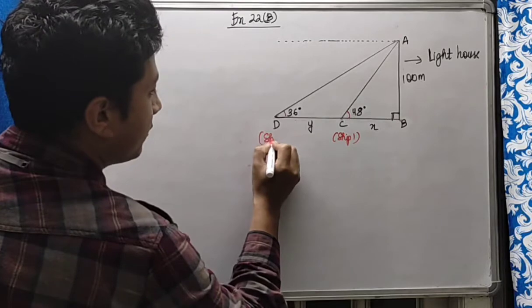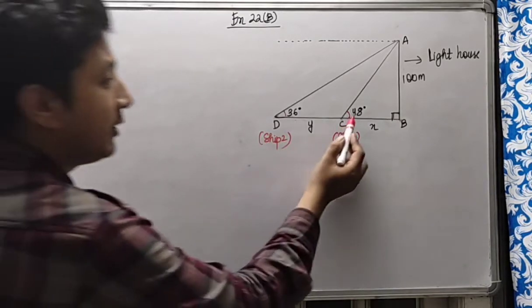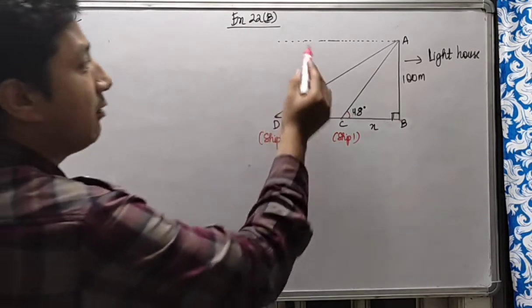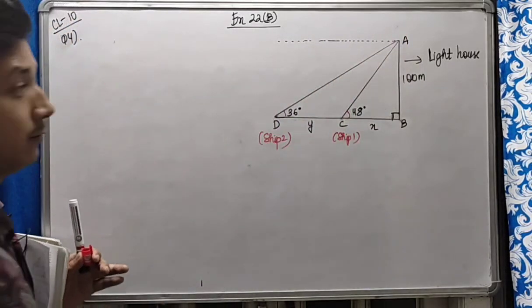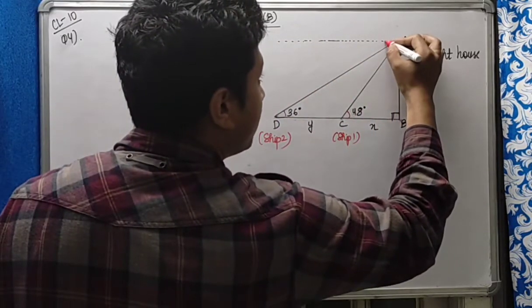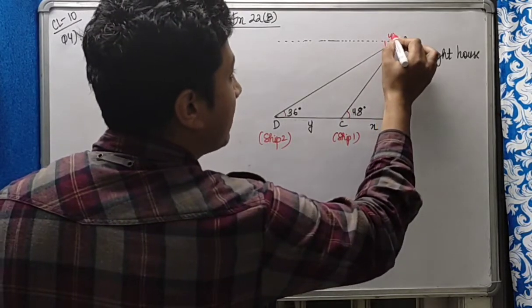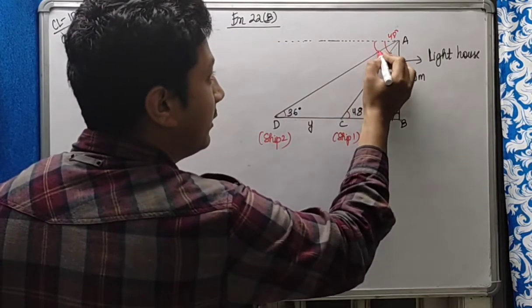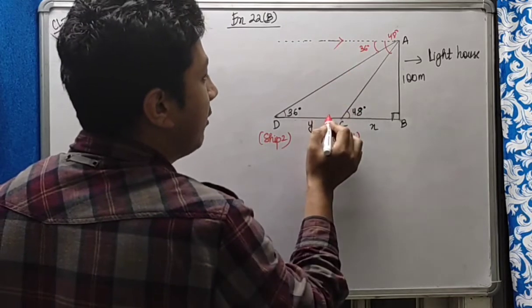and here I have ship 2. The angle of depression is 48 degrees and 36 degrees. The angle of depression is drawn from the imaginary horizontal line. The angle of depression of the first ship is 48 degrees, so this angle is 48, and the angle of depression of the second ship, from here till here, is 36 degrees, and we know this and this are parallel to each other.